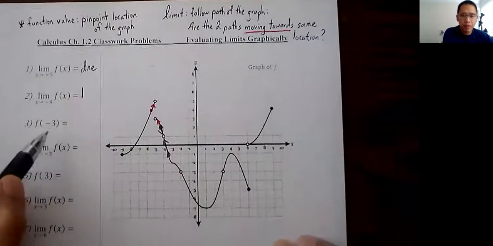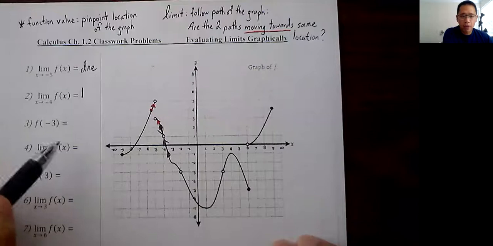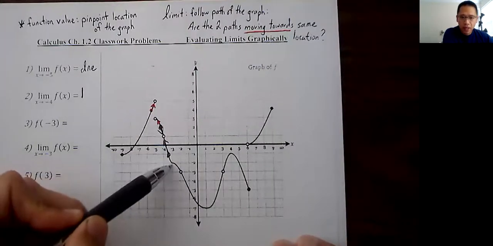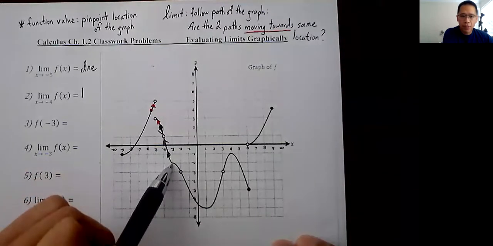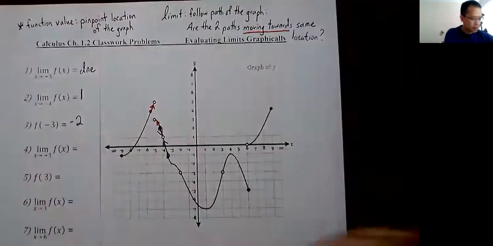Okay, f of -3. Now we're just looking for the point. We couldn't care less what's happening around -3. We just want to know what's exactly happening at -3. At -3, the graph goes right through that point, and that point is -2.